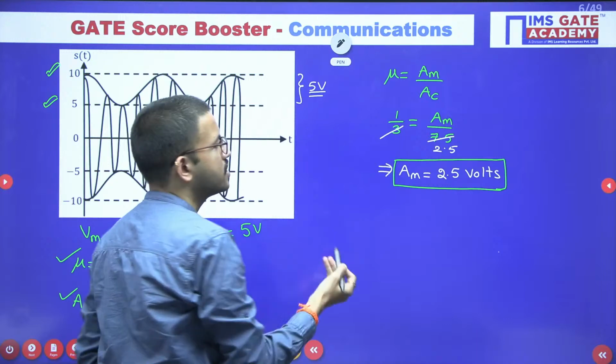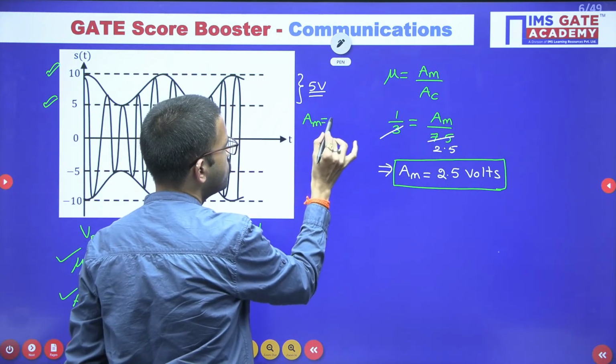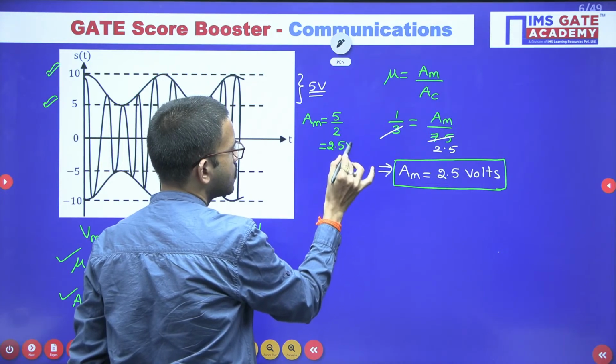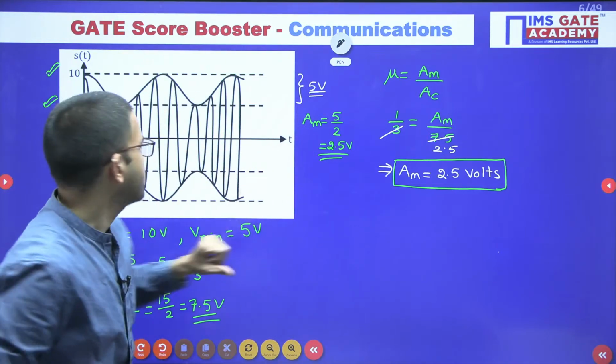Now if you take half of that, that is nothing but your AM. AM is nothing but 5 volt divided by 2, which is 2.5. The AM is nothing but the peak amplitude of the message signal, right?